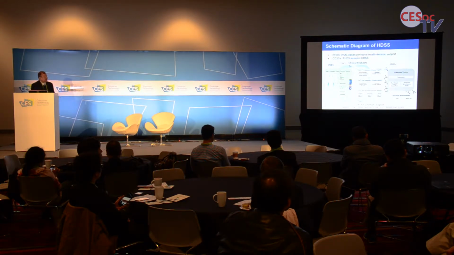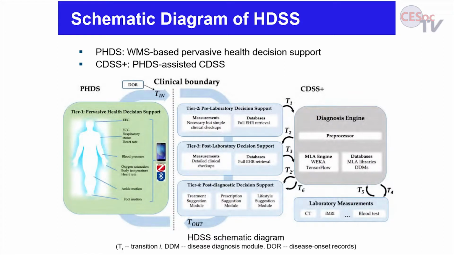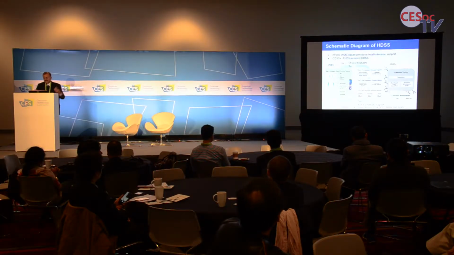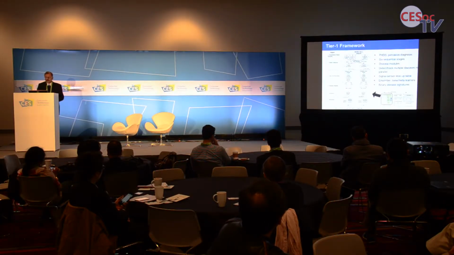And all of these tiers, all 4 tiers, interact with a diagnosis engine. So there is a model at each tier, and there's an interaction both ways. You supply the data to the engine, and the model comes back from the engine. So that's the high-level view. Now let's see what the lower-level view could be.